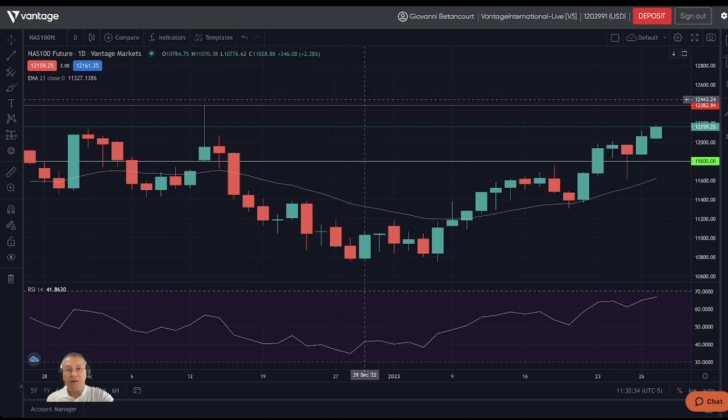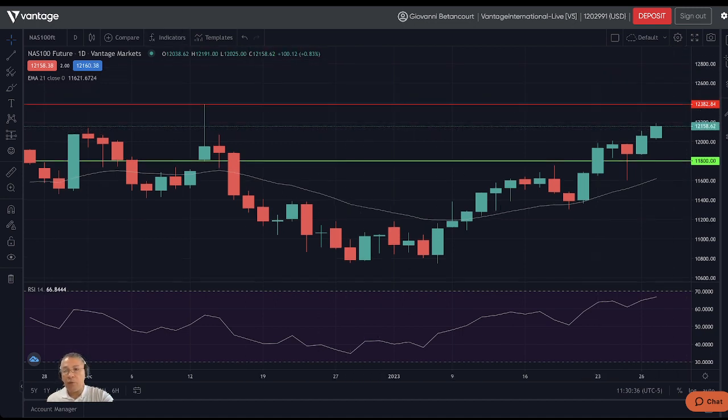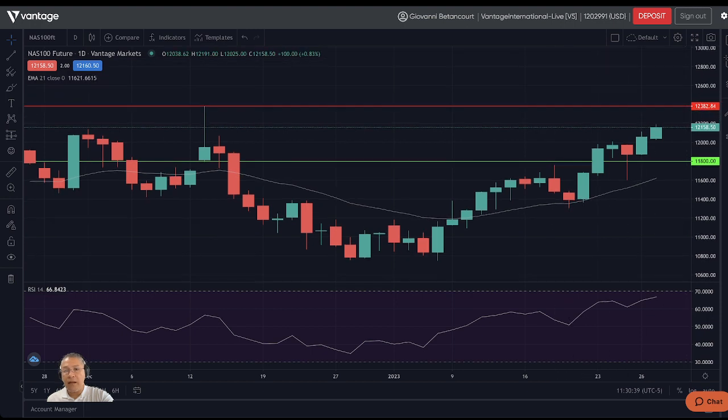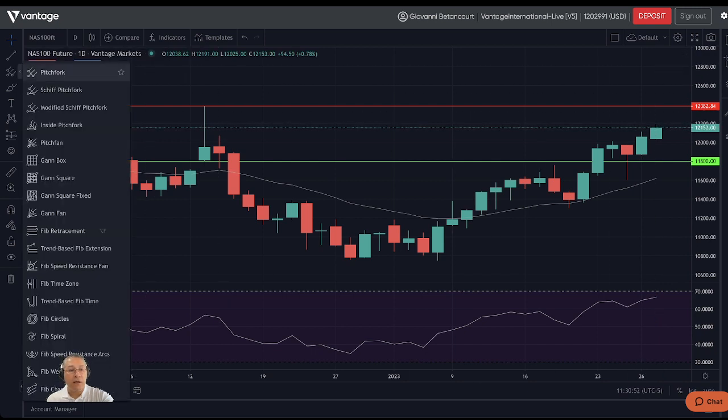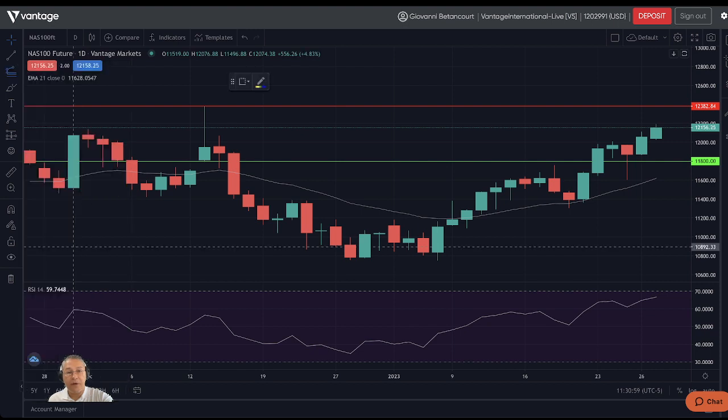All right, so I want to take the opportunity to speak about the fluctuation that we've seen so far, and once we want to be able to say how much further this run will continue, we can use a tool called the trend-based Fibonacci extension, which is found on the left menu. With this tool, you're going to want to identify three key points. If the market is in an uptrend, you want to identify a low.